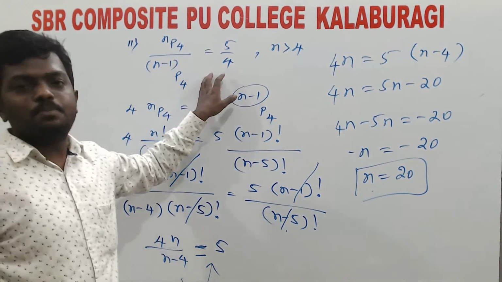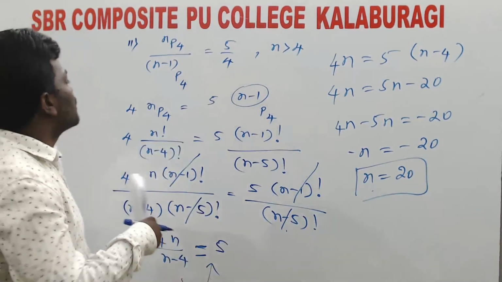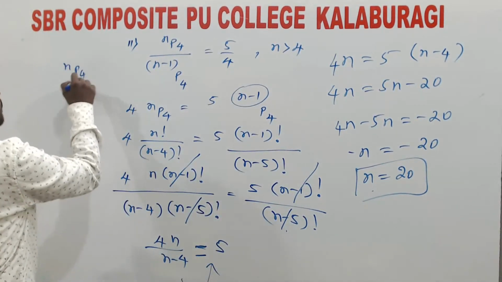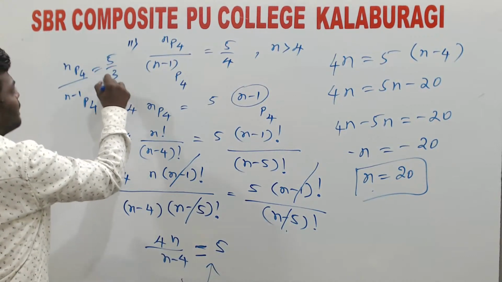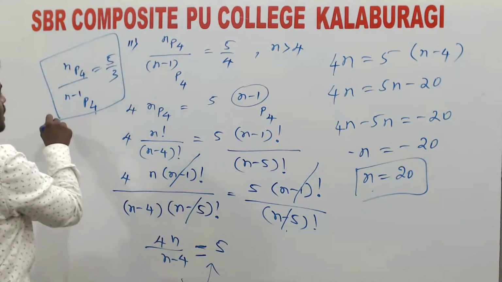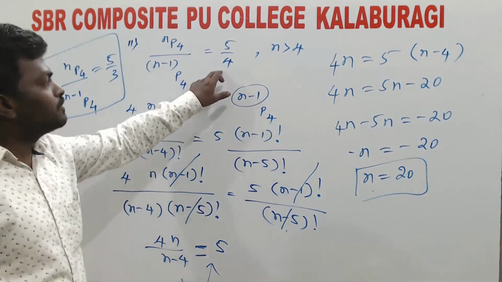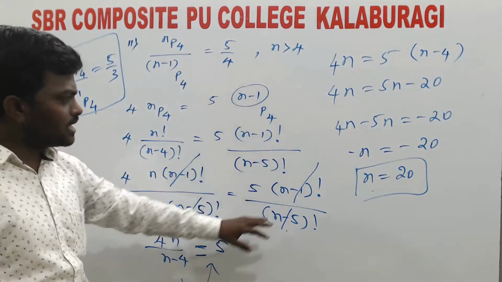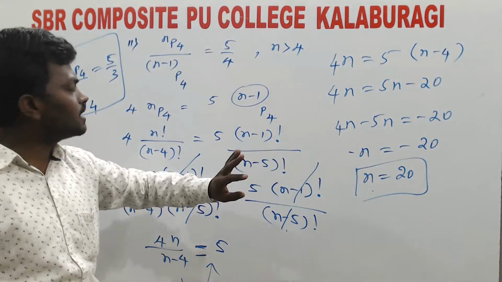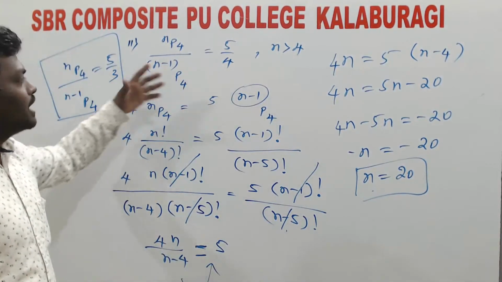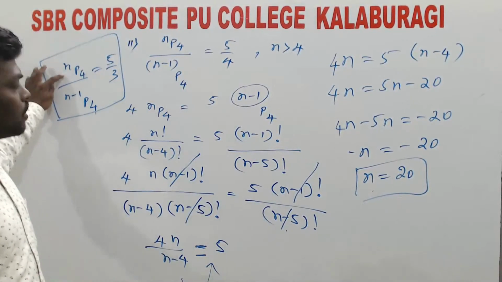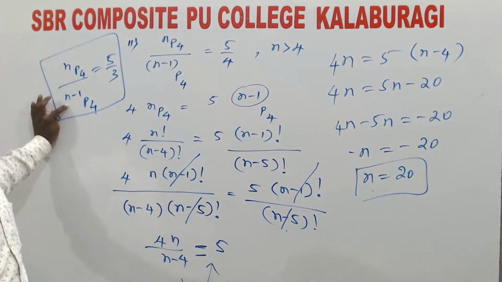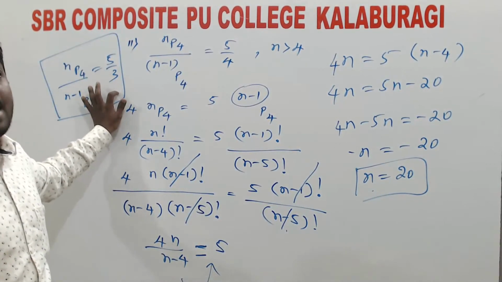Okay, students, this particular problem, actually it was nP4 by (n minus 1)P4 is equal to 5 by 3. So I took it as 5 by 4. The question is right, and the simplification is done correctly only. So it's like one extra problem we have solved here. Don't worry, tomorrow I shall solve nP4 by (n minus 1)P4 equal to 5 by 3.